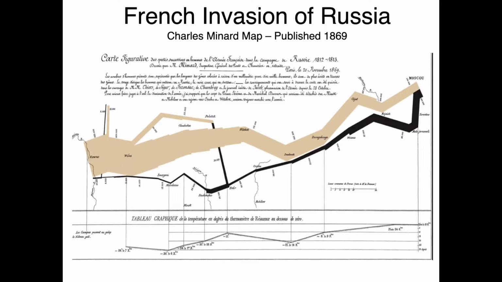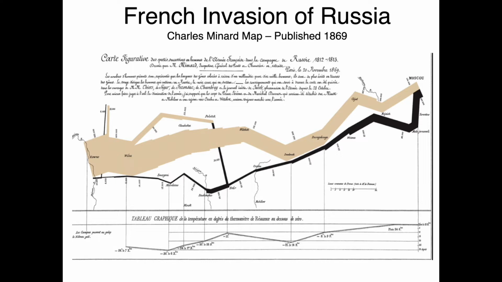This is a famous map depicting the invasion, and this was done by Charles Menard. He was a French military engineer and very interested in cartography. He did this in 1869, so it was long after the invasion. And today we would call this an infographic. It's one of the first versions of an infographic, meaning there are multiple data dimensions in this slide.